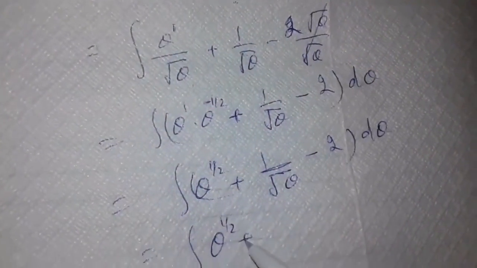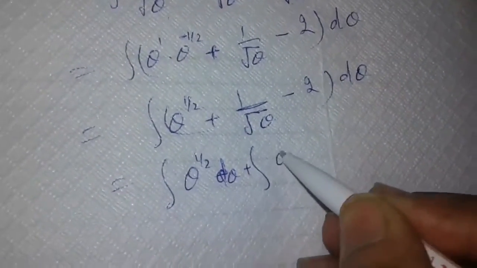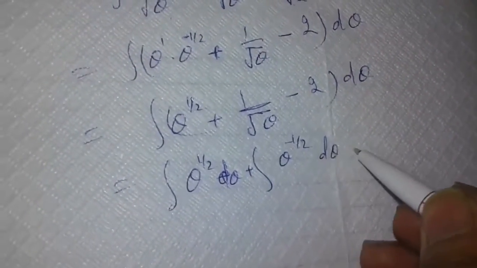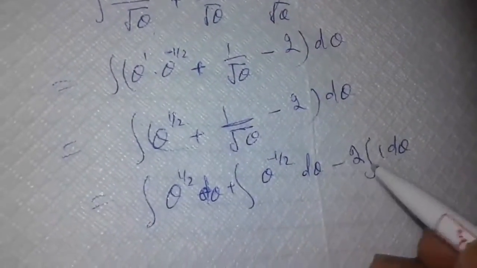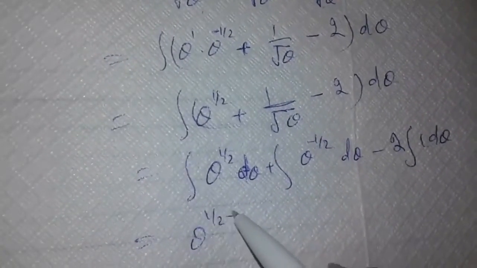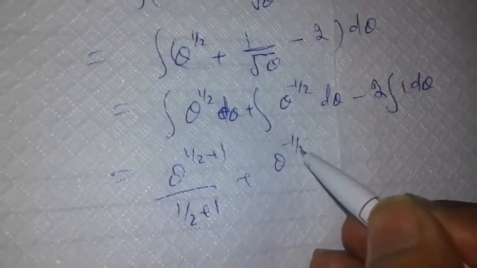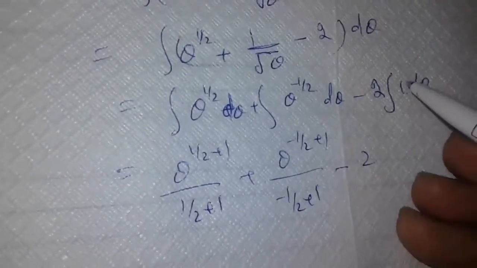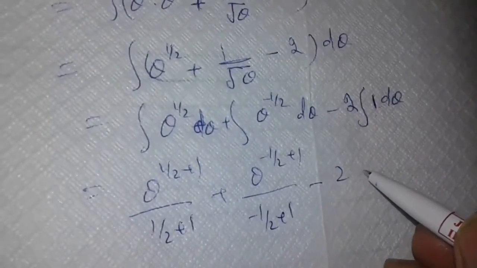Integrating separately all of these terms: theta power 1 by 2 d theta plus theta power minus 1 by 2 d theta minus 2 integral 1 d theta, by taking this 2 as a constant out from the integration. It will become theta power 1 by 2 plus 1 over 1 by 2 plus 1, plus theta power minus 1 by 2 plus 1 over minus 1 by 2 plus 1, minus 2, and the integration of 1 is not x, it is theta, because the variable is theta.